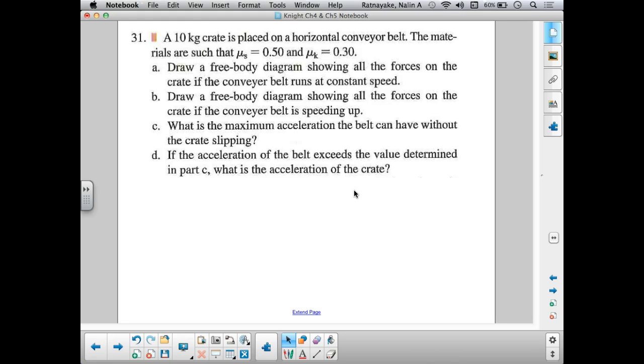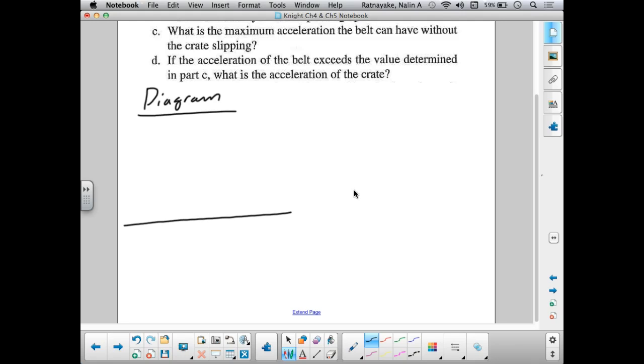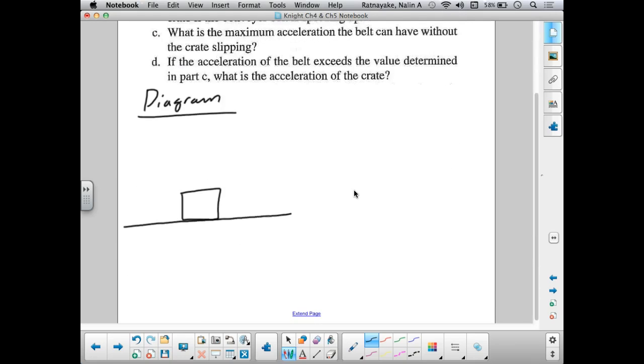Let's go through it step by step using our same method. So in this problem, because there's so much going on with two different objects, I'm actually not going to jump right to drawing a free body diagram. I'm just going to make a quick sketch of the situation so that I can visualize what's going on. So let me put over here diagram. And here's my conveyor belt, and there's my crate. And the crate should be moving along with the conveyor belt.